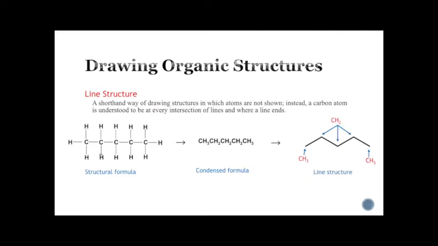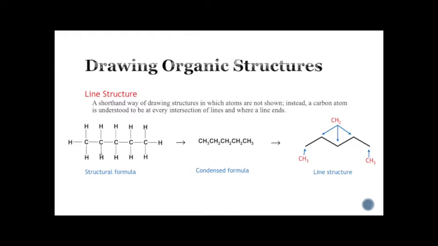And then we have the line structure. For the line structure, we don't use the symbols. We don't actually write C and H. We show the carbon atoms, and their hydrogens are represented by a zigzag arrangement of lines. It's just understood where the carbons are, and the hydrogens along with them.